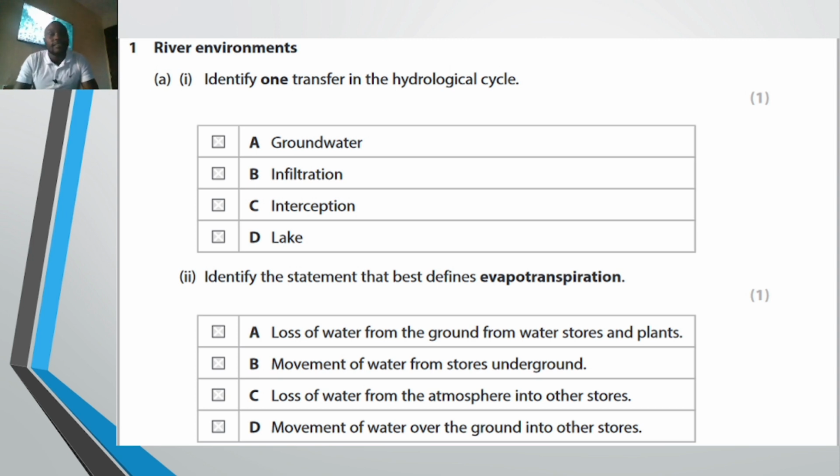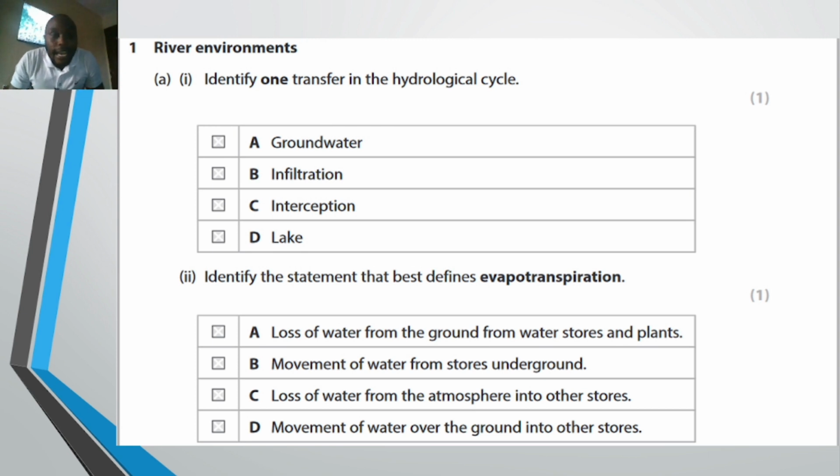Of course, groundwater is a store. Infiltration is a transfer. Another name for infiltration is percolation. So that's the answer, B. And then C, interception, that is a store where water is being held on the leaves and also the stem. Remember. And then a lake is a store, water is stored in the lakes.